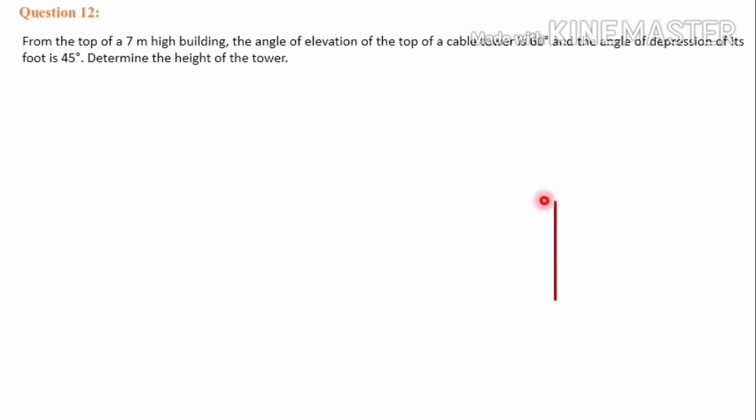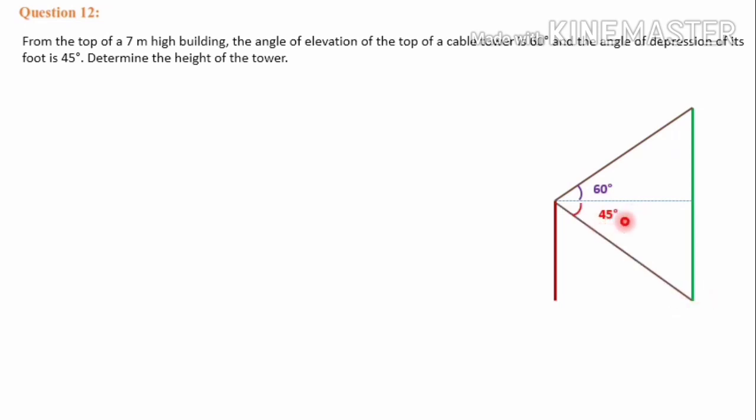Let's visualize it. A person is standing here, that is on top of a building. This is a building. And another one is a tower. Green line represents the tower. The person is standing here and looking at the top of the tower at an angle of elevation 60 degree. And at the same point, he is looking at the foot of the tower at an angle of depression 45 degree. This is angle of depression because the object is below the eye of the observer. So let's complete the diagram and label it A, B, C, D and E. AB represents the building and CD represents the cable tower.